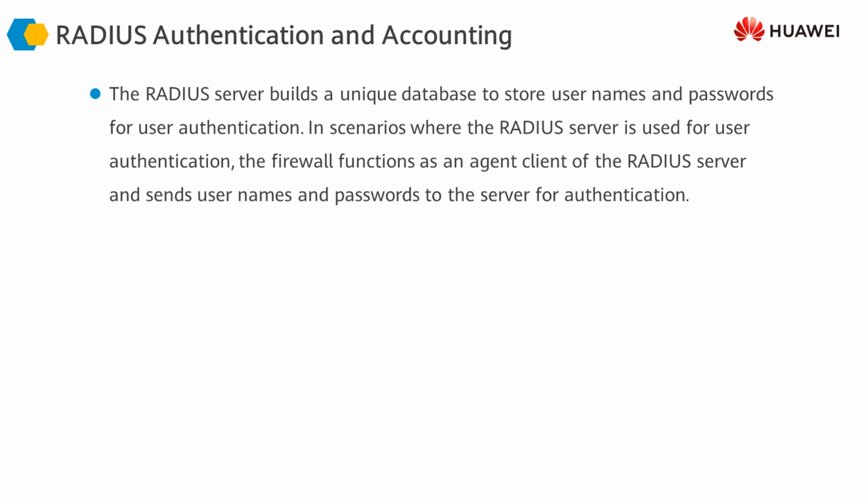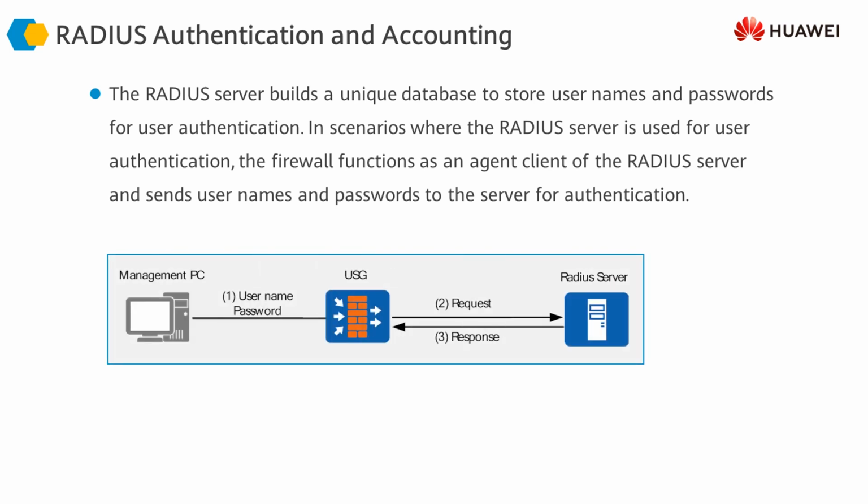A simple scenario is shown here on the slide, in which the management PC on which we are sitting is trying to access the Unified Security Gateway, or USG, and the USG is also connected to the Radius server, and this Radius server has the username and the password database. In this scenario, the USG is acting as an agent or a client of the Radius server, and sends credentials to the server for authentication purposes.